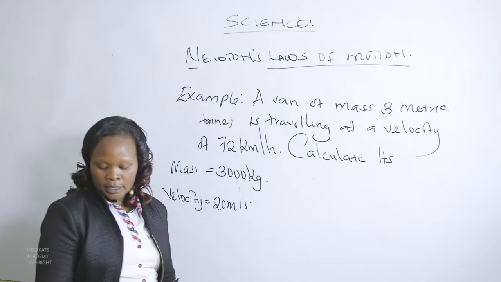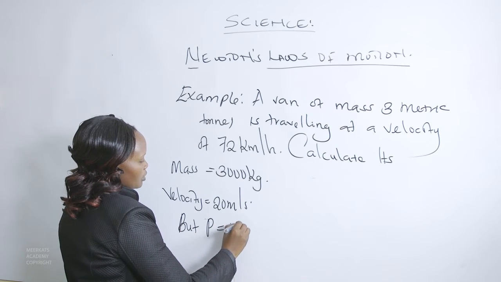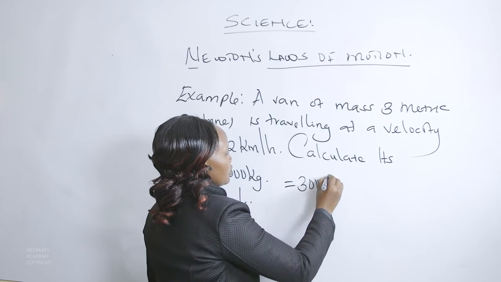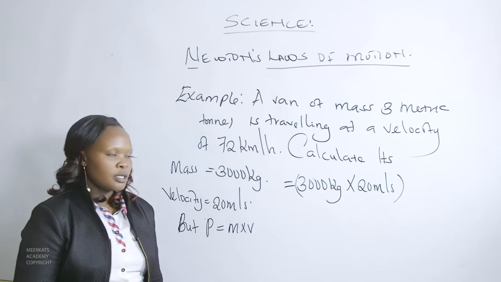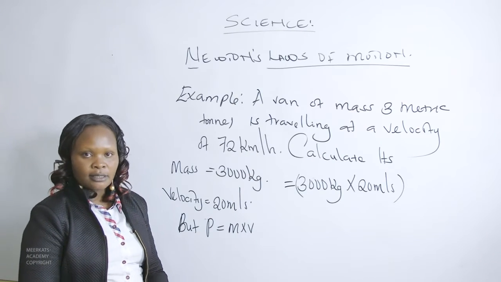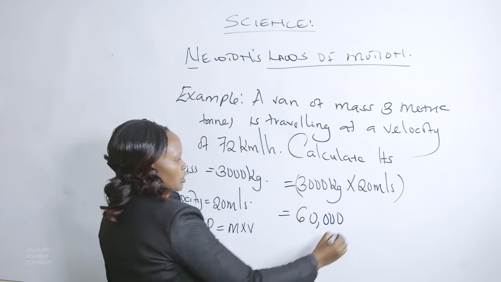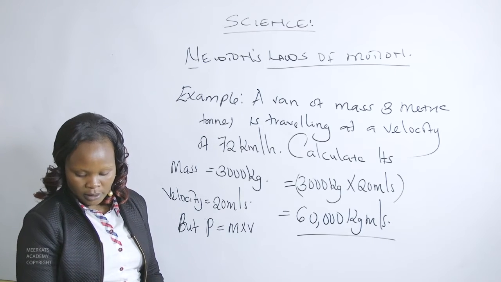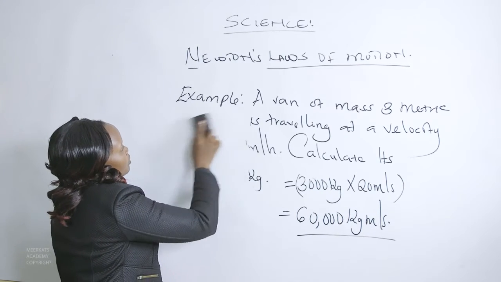Now we can go ahead and apply our momentum formula. Say that momentum is given by mass times velocity, which will be given by 3,000 kilograms, and this one we multiply by 20 meters per second, after converting 72 kilometers per hour to meters per second, and this one gives us around 60,000 kilograms meters per second. We could also look at another example.